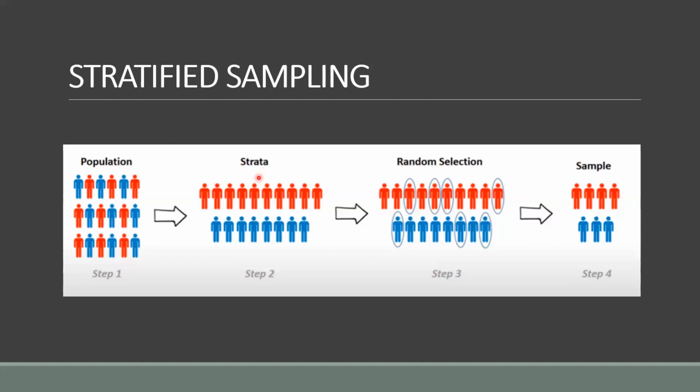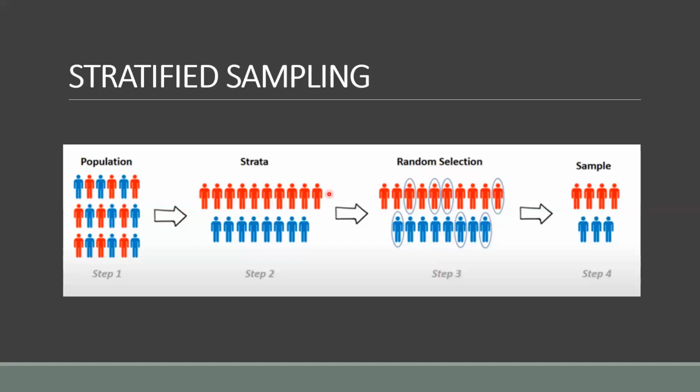So this will be your subpopulation. So how will we identify what will be the groupings for our subpopulation or strata? They will be divided based on the same characteristics that they will be sharing.